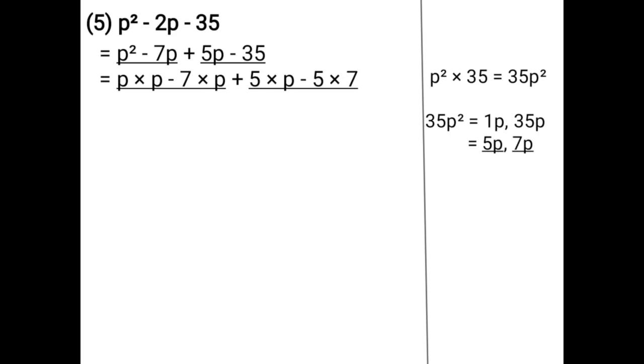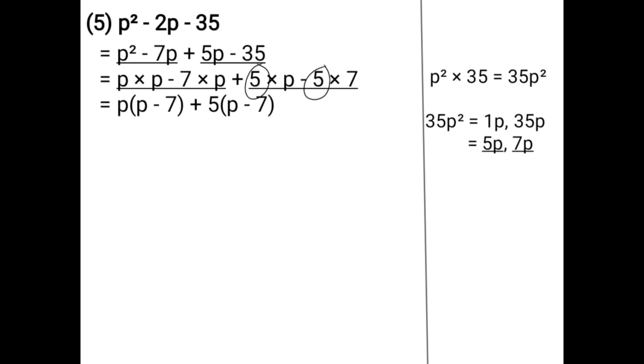In first group, which is common, circle that, p is common, that is equal to p outside the bracket, and inside the bracket you have to write which is uncommon, that is p minus 7. In other group which is common, circle that, 5 is common, plus 5 you have to write outside the bracket, and inside the bracket which is uncommon, write it, that is p minus 7.